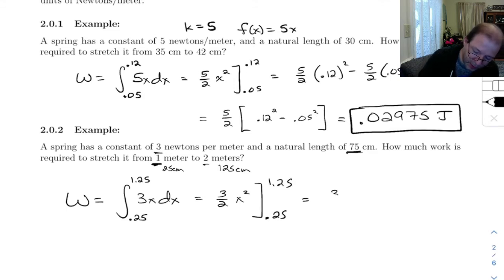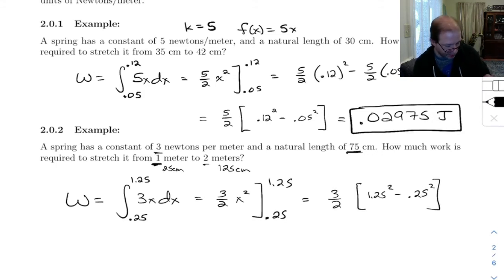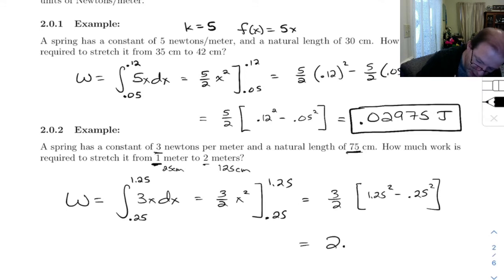So let's see, what do we get here? 3/2 times 1.25 squared minus 0.25 squared. Again, I'm just going to stick that in my calculator. 3/2 times 1.25 squared minus 0.25 squared gives me 9/4. I'm going to write it as a decimal though, 2.25 joules.